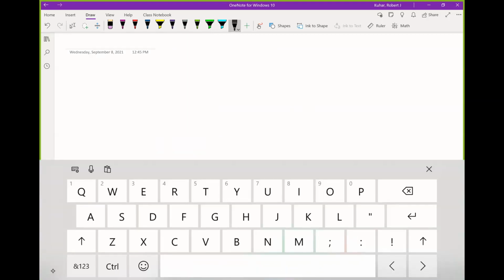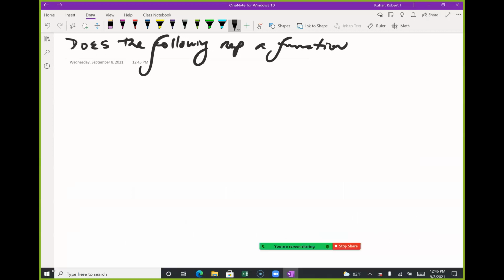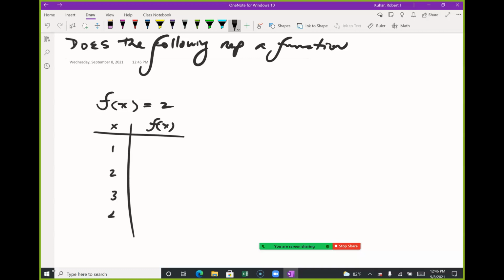All right, so does the following represent a function? So I've got f of x equals 2, right? So I might see a table there. So x and f of x, or x and y, right? F of x is the same as a y, right? So 1, 2, 3, 4, and my answers are 2 every time, obvious. Does this represent a function?